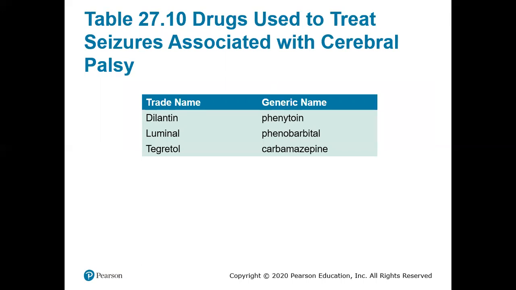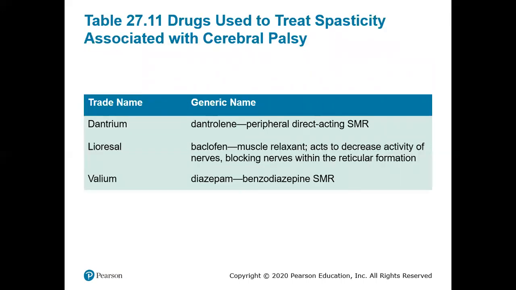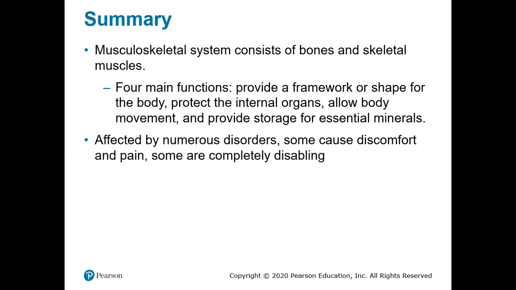Table 27.10 is found on page 433 towards the bottom right corner. These are drugs used to treat seizures associated with cerebral palsy. Table 27.11, also on page 433, details drugs used to treat spasticity associated with cerebral palsy. And our summary is on page 434 of the textbook.